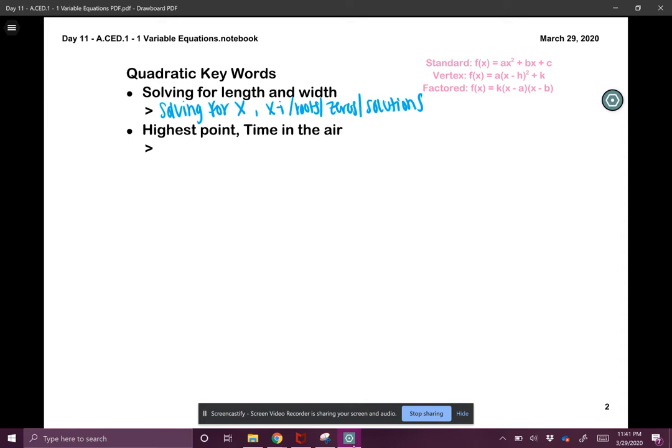Some other quadratic keywords we could look for is when word problems say items like highest point or time in the air. So those are specific characteristics to a parabola, like the vertex or the zeros, or sometimes even the y-intercept if it talks about initial height. So just a reminder to think about what the question is asking for and how that would match up to whatever quadratic characteristic you're thinking of.